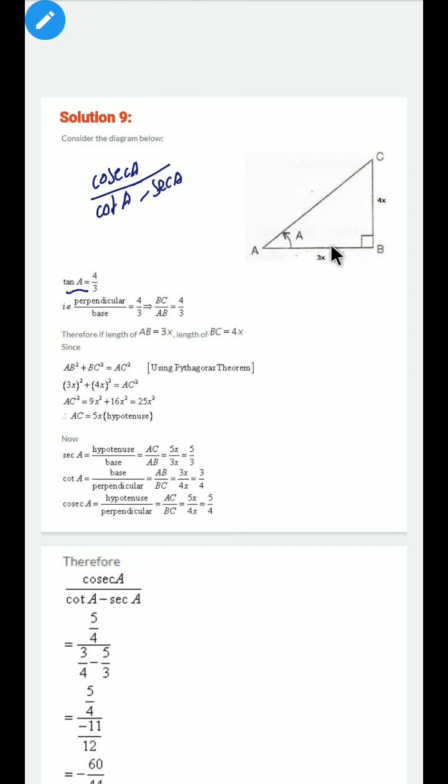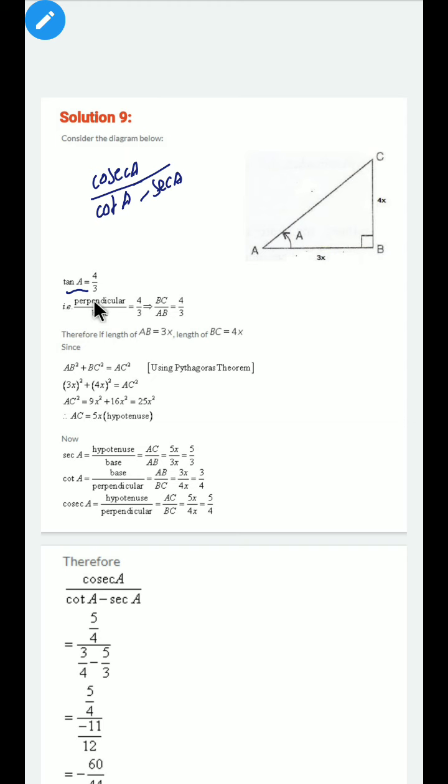Suppose this ABC is a triangle. Angle A is this one and this is 90 degrees. Because this one is 90 degrees, which one is the hypotenuse? Opposite of this 90 degrees will be the hypotenuse. So AC is the hypotenuse. Now we are taking angle A, so which one is the perpendicular? Opposite of angle A will be the perpendicular, that means BC is the perpendicular. And which one is the base? This AB is the base.